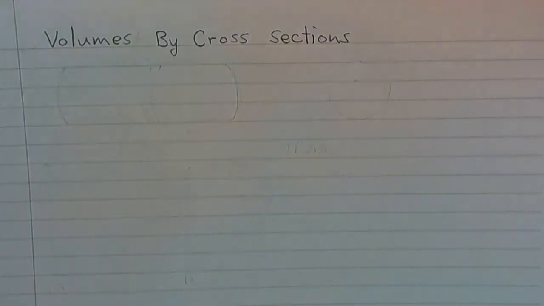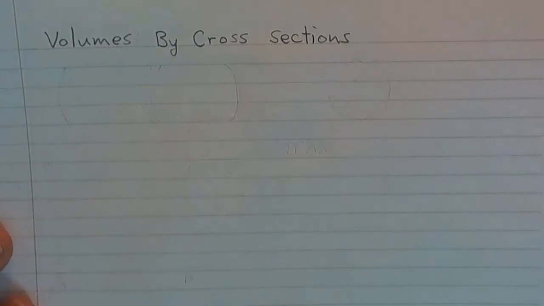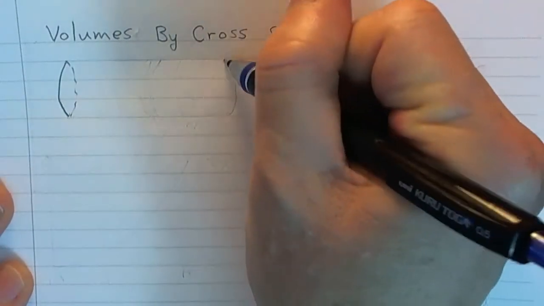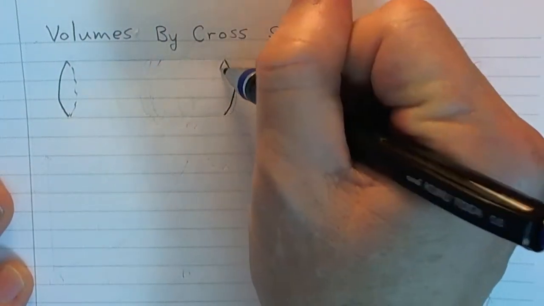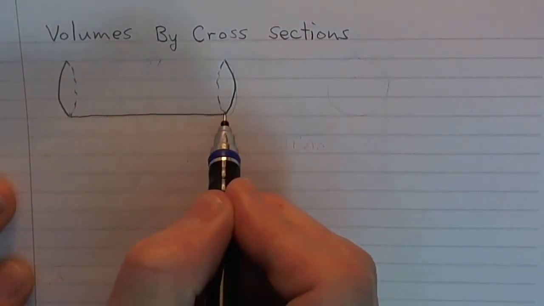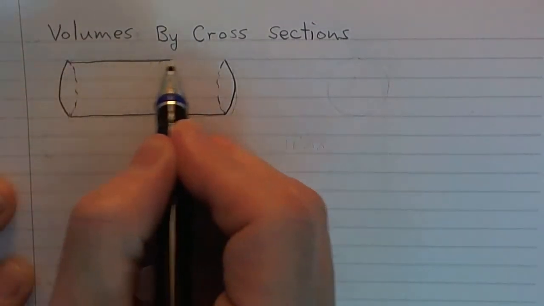Let's investigate finding volumes by cross sections. And we'll start off by looking at, considering a cylinder, because this might be a place to help us to get an intuition about what's going on. We know how to calculate the volume of a cylinder, and let's suppose this is a right circular cylinder.